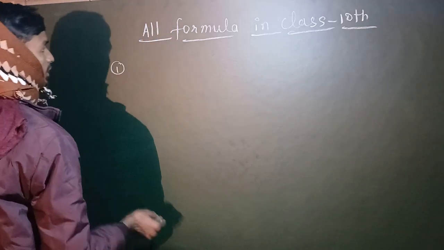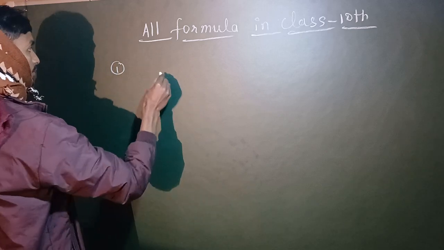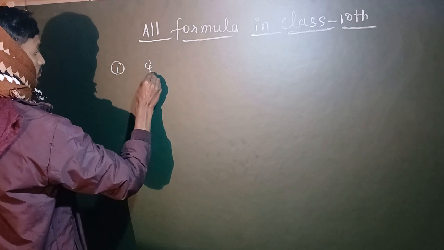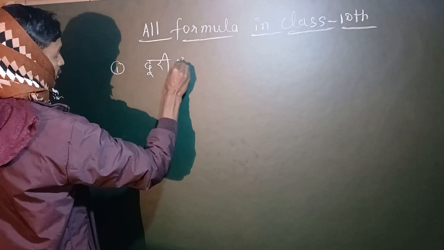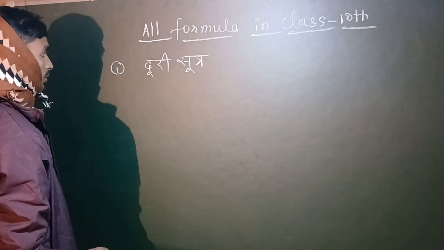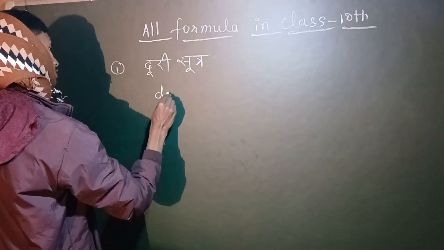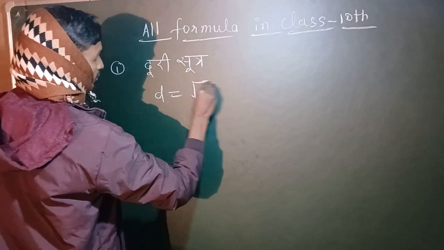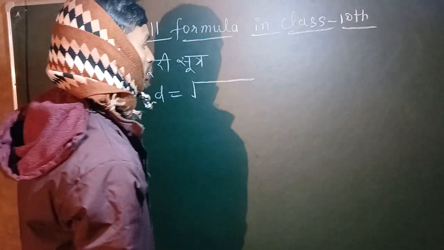First formula is दूरी सूत्र. दूरी सूत्र equal to D. How to discover the distance formula?